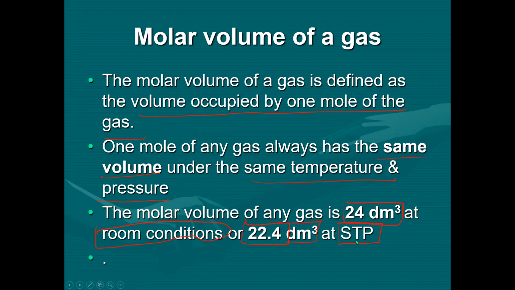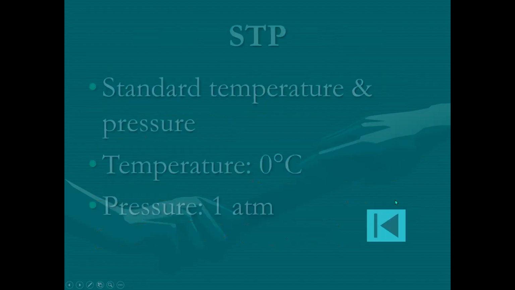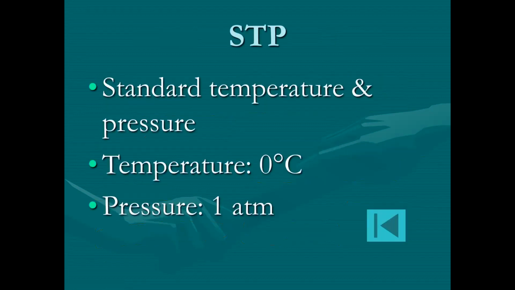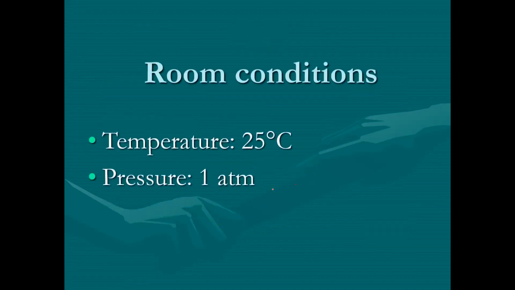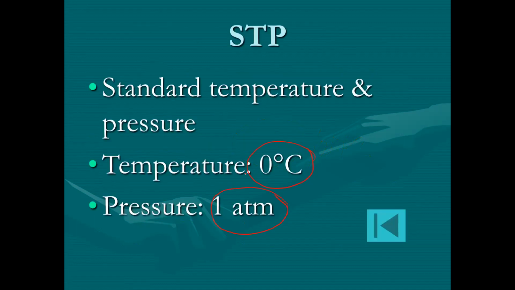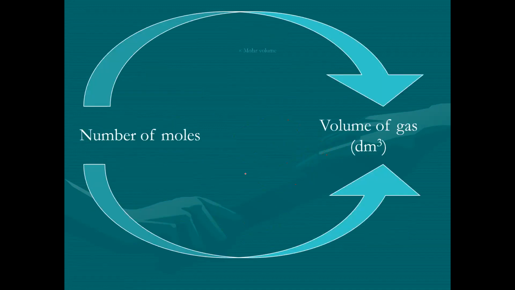So standard temperature and pressure is 22.4. Room conditions is 24. At standard temperature and pressure, my temperature is 0 degrees Celsius and my pressure is 1 atmospheric pressure. At room conditions, my temperature is usually 25 degrees Celsius, sometimes 27 degrees Celsius, and my pressure is 1 atmospheric pressure. So this is the difference. The pressure is the same for both.